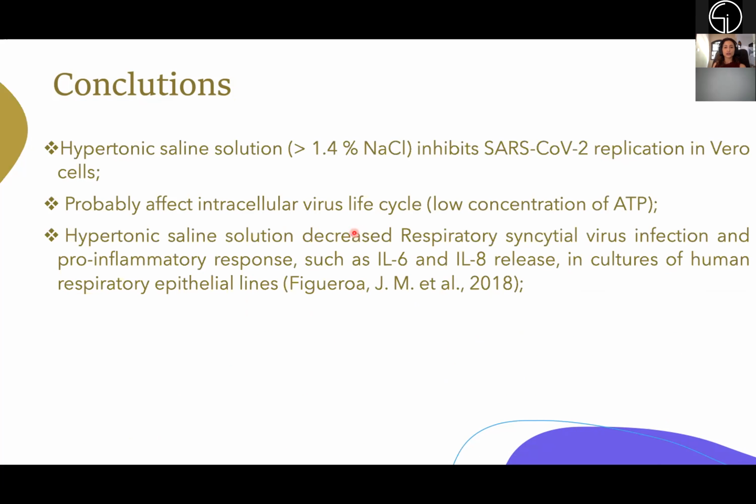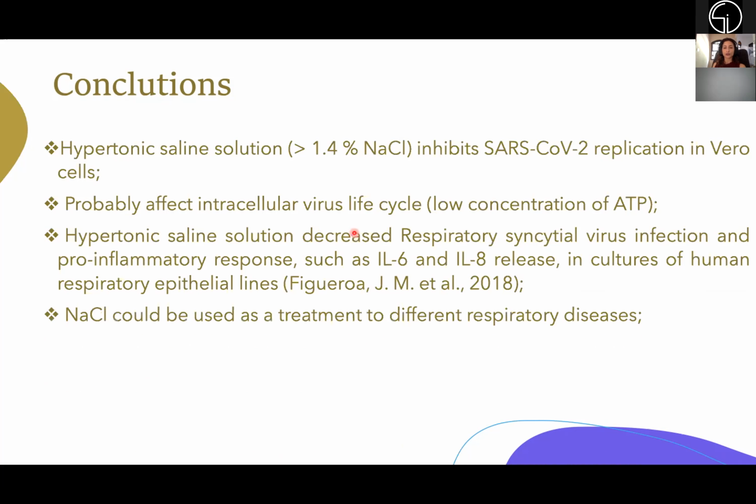Hypertonic saline solution decreases respiratory syncytial virus infection. It was reported in the past, not from our group. It also reduces the pro-inflammatory response, such as interleukin 6 and 8 release in cultures of human respiratory epithelial cells, suggesting that this inhibition of replication could happen with other respiratory viruses. And salt could be used as a treatment for different respiratory diseases, because maybe this is a general mechanism.